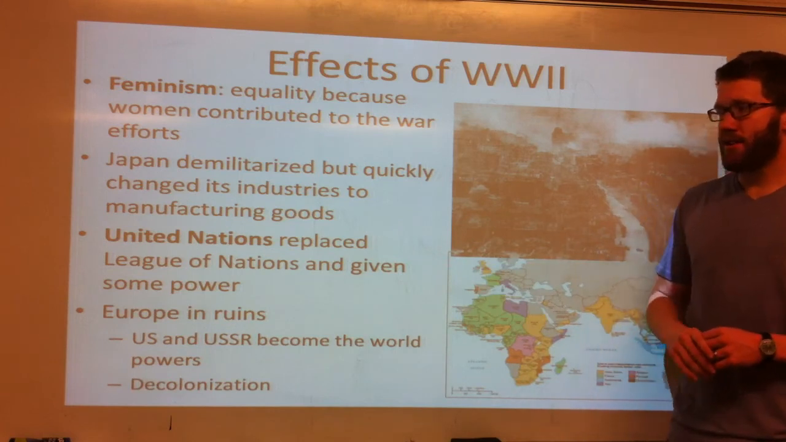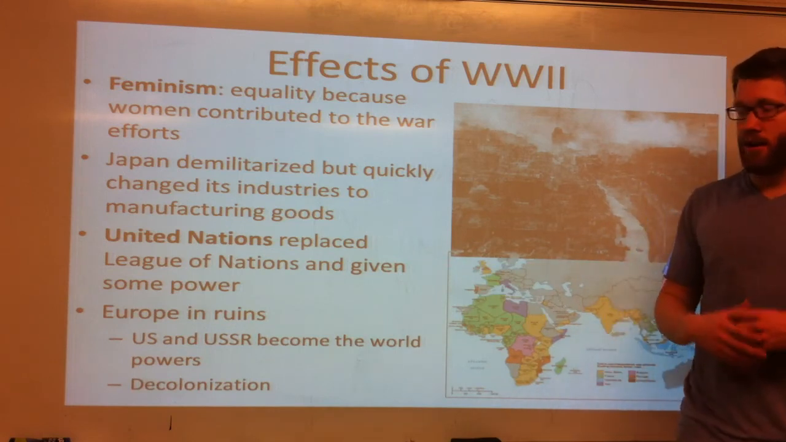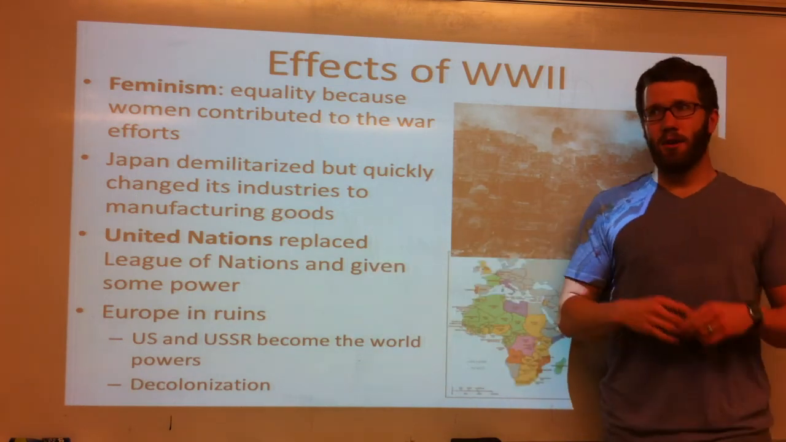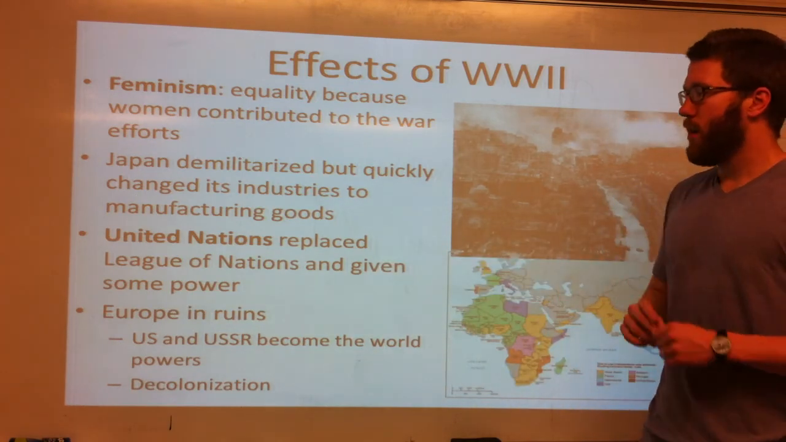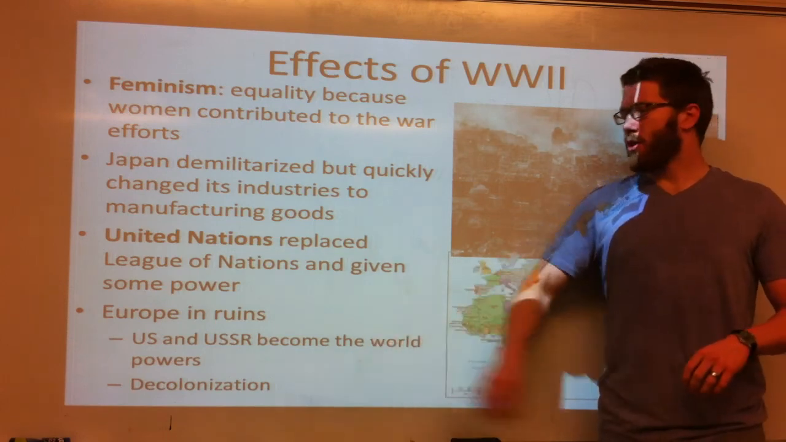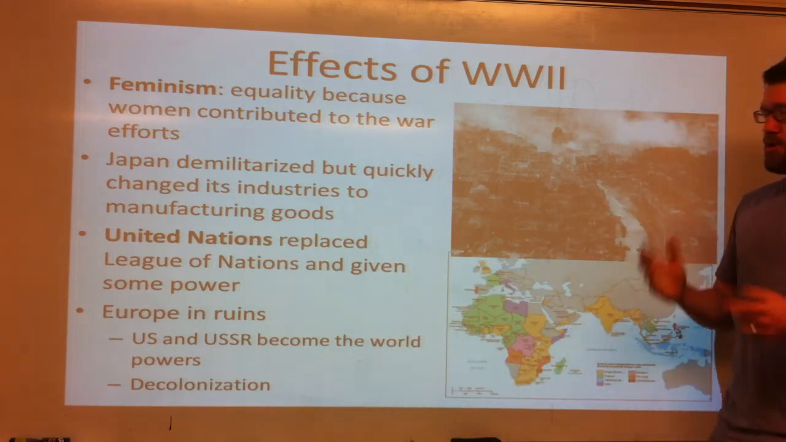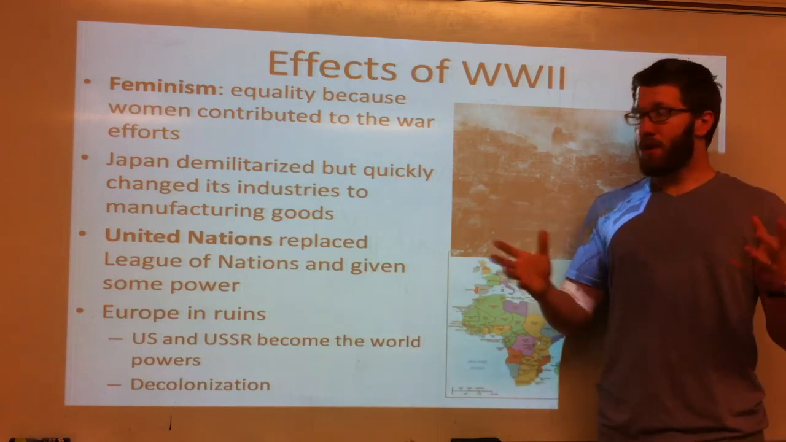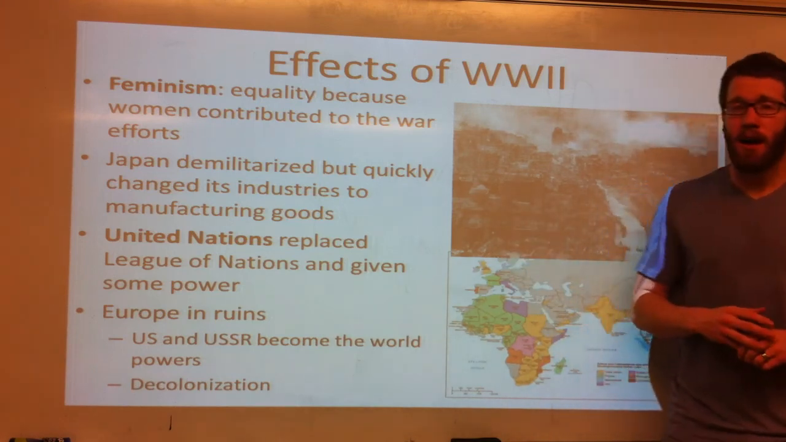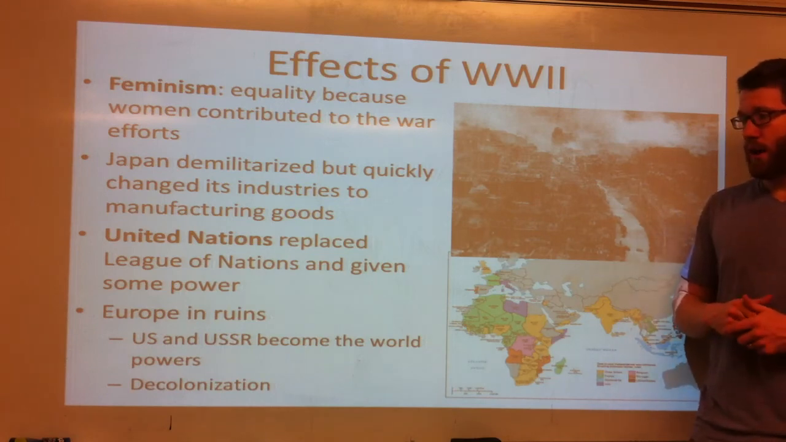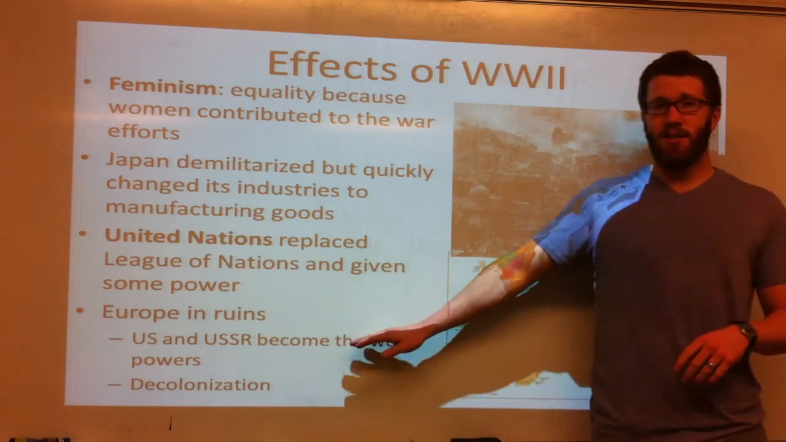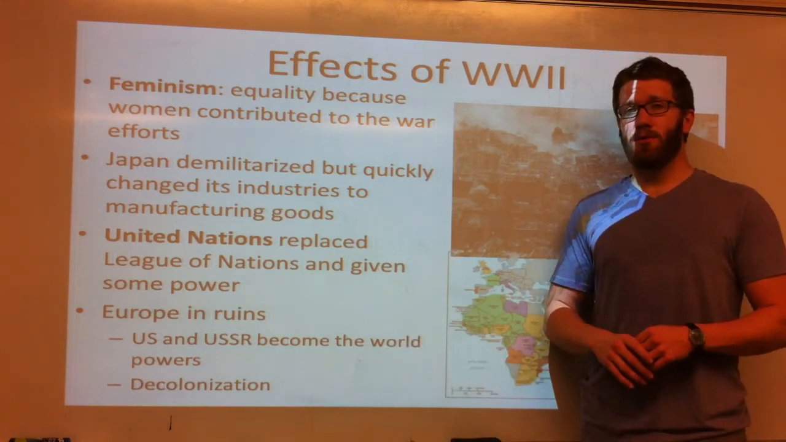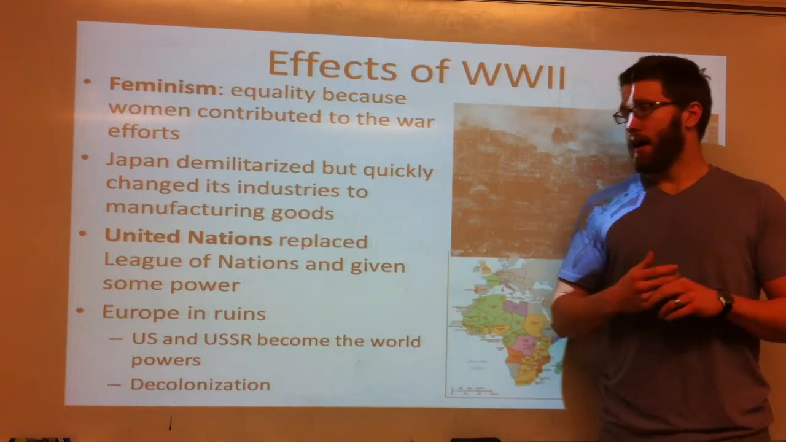The United Nations is going to replace the League of Nations. They're going to be given some power so they can actually do a little bit in trying to keep peace in the future. And then the biggest one is probably Europe in ruins. Europe was destroyed. All of these major powers, which had control over pretty much the entire globe at the time, were left completely destroyed. And so the U.S. and the USSR are going to become the 2 world superpowers, which in turn is going to lead to the Cold War, which we'll talk about in a little while.